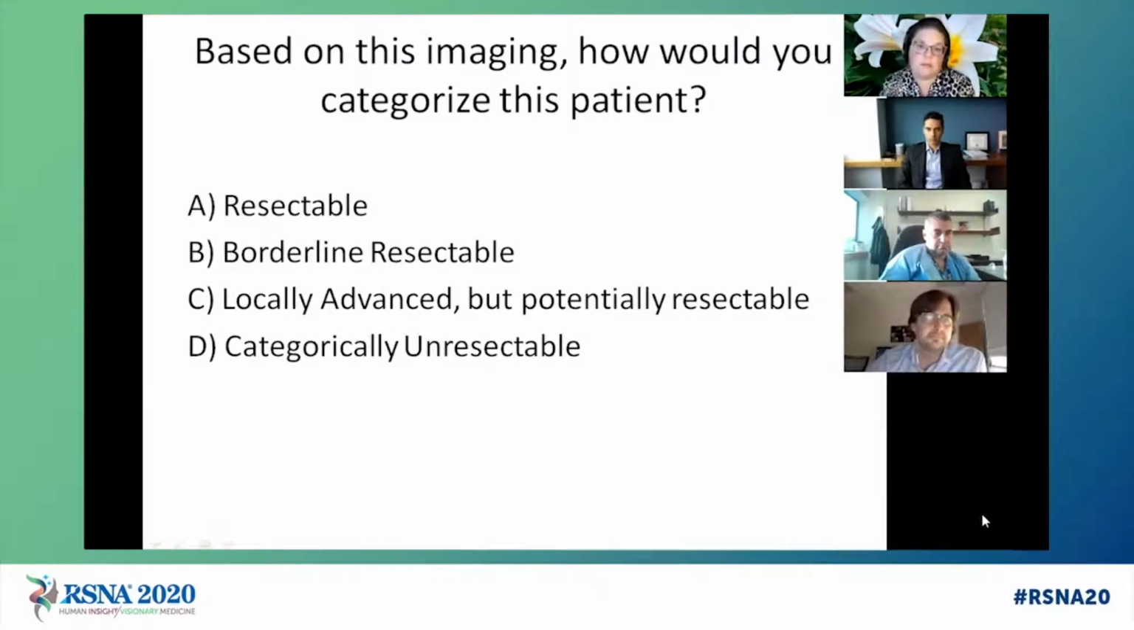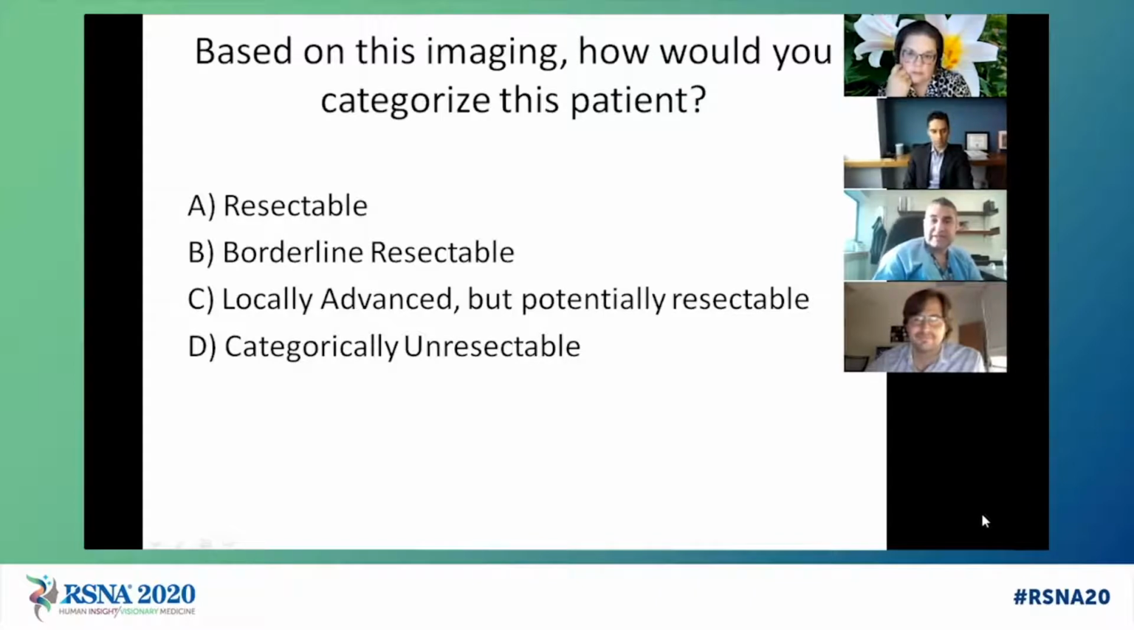Okay. So based on this imaging, how would you categorize this patient? And I'm going to have Dr. Kadan take a look. It was the same question as the last case, but is this case any different, and how do you think about it? So again, this is definitely not resectable, definitely not borderline. This is locally advanced. It's somewhere between C and D. Again, the only thing I take issue with in C and D is that one of them is asking us to make an upfront comment on how they're going to respond to chemotherapy, which we don't know.